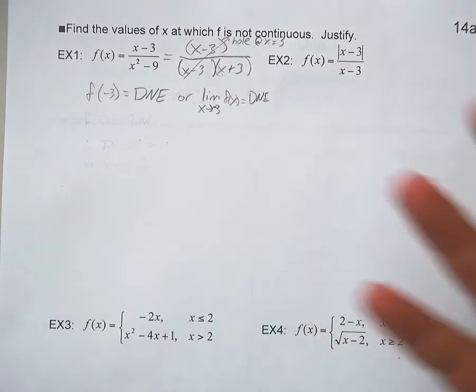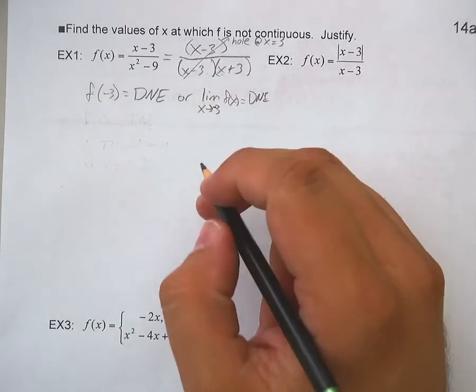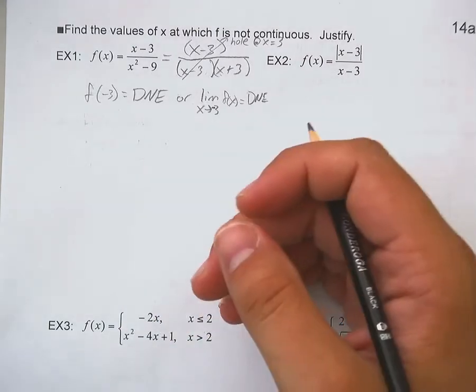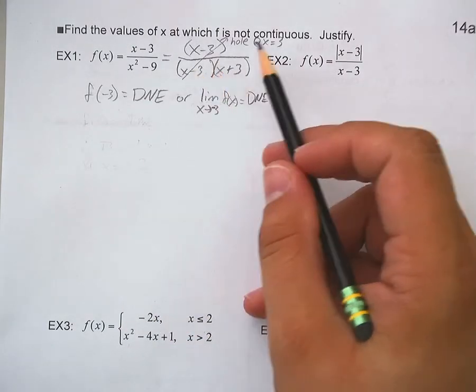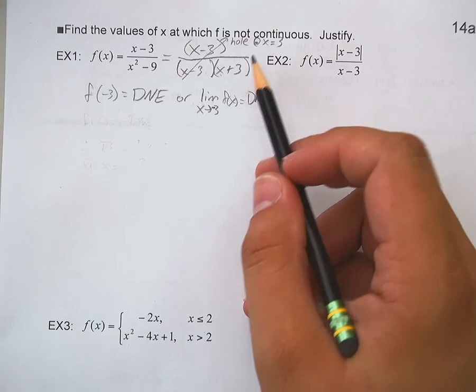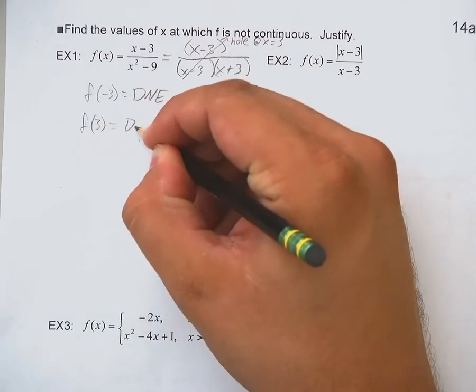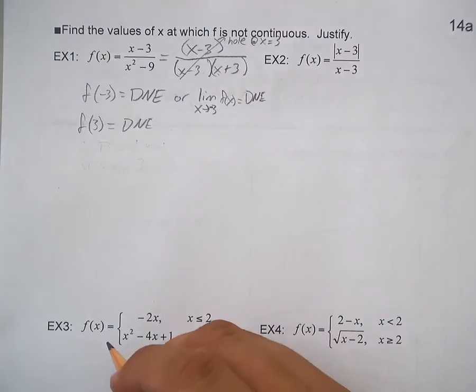It's approaching two different values. If you look at it, this is one where one side goes down and the other side goes up. One goes to negative infinity, one goes to positive infinity. Now, because there is a hole at positive 3, I know that f of 3 also does not exist.